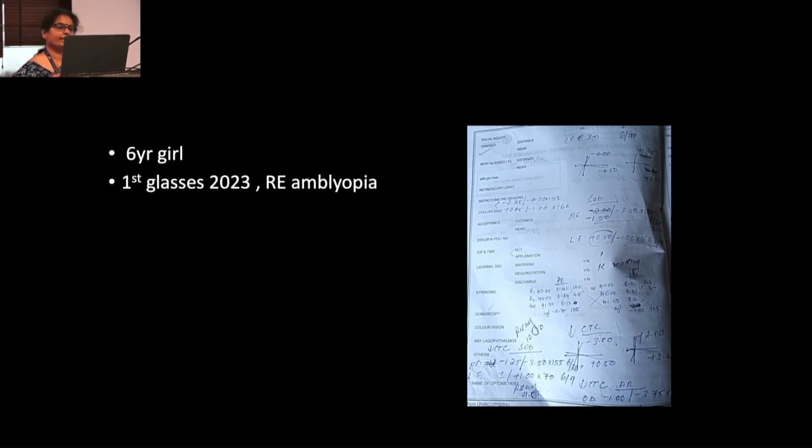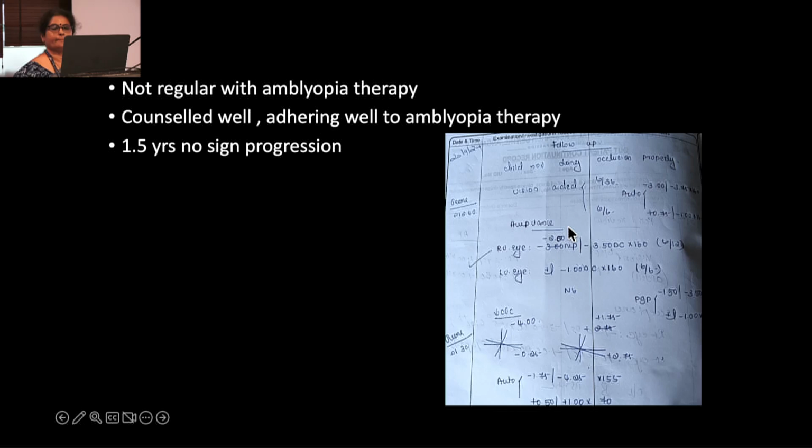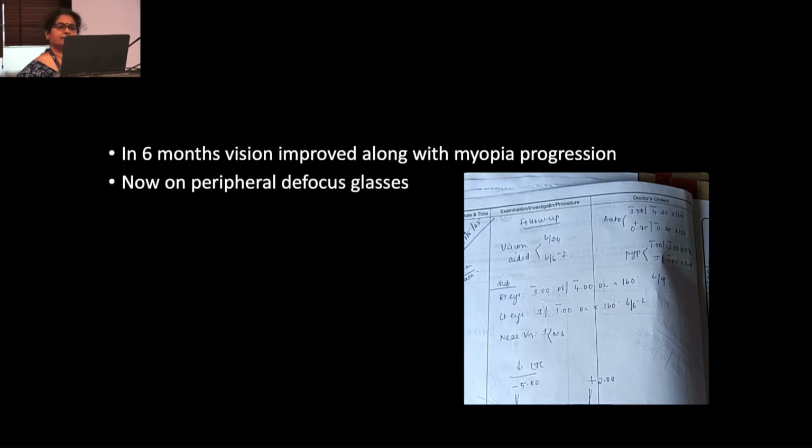And this 6-year-old, again in 2023, right eye is amblyopic. You can see the vision is only 6/12, improving to 6/12. Started with 6/36 to 6/24, became 6/12 in 24. And she was not regular with amblyopia therapy, and we counseled well, and then they started adhering to amblyopia therapy. In 1.5 years, no significant progression, but you can see in 6 months, vision improved along with myopia progression. So the diopters have increased, and her vision has also increased. So now she is on glasses.